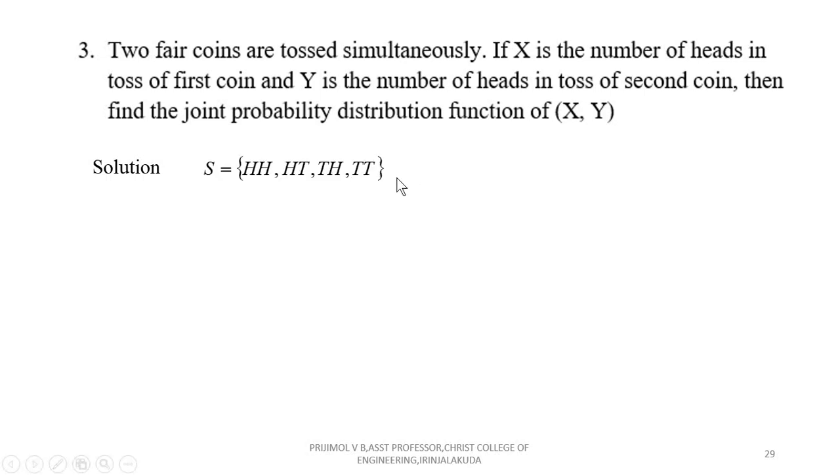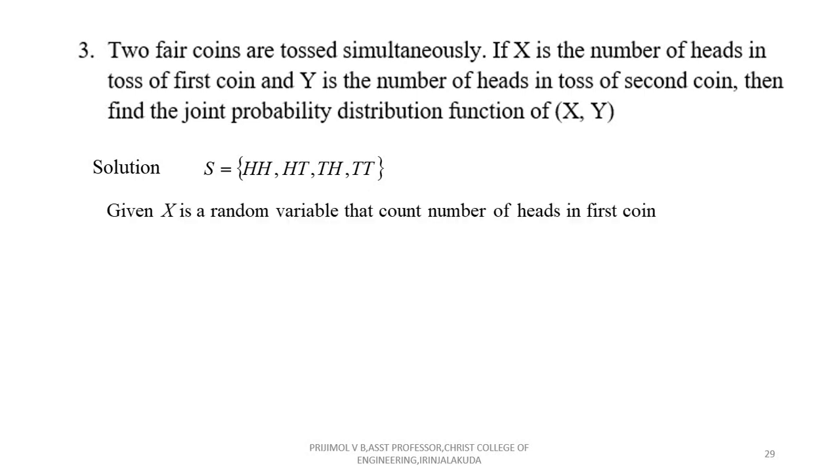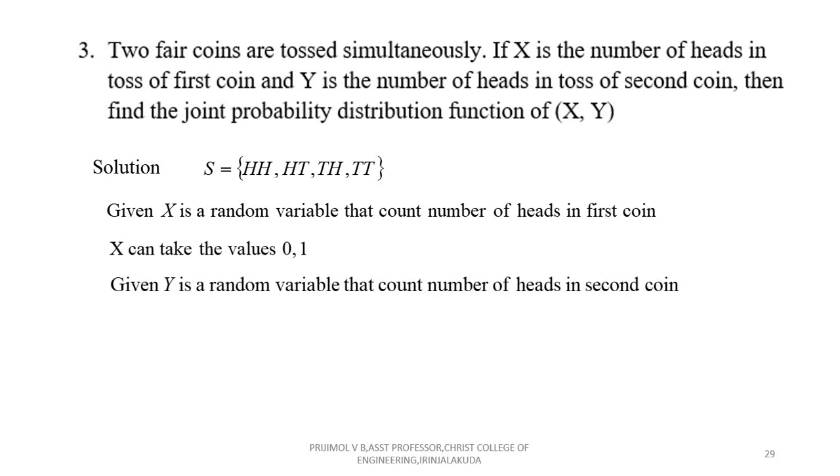So this is the sample space when two fair coins are tossed, and here x will count the number of heads in the first coin. So x will be taking the values 0 and 1, and y will count the number of heads in the second coin. Here also y will take the values 0 and 1. Now we are going to find out the PMF, joint PMF of x and y.